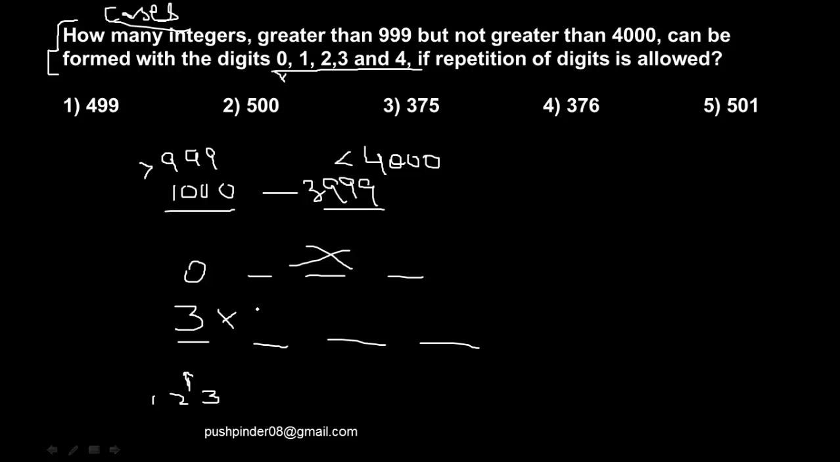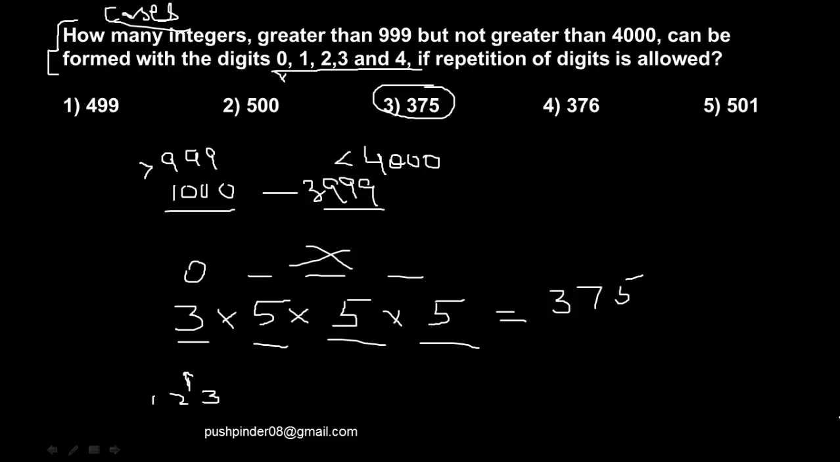Now over here you can fill any of the 5 numbers. Over here you can fill any of the 5 numbers. Similarly here as well, and here as well, you can fill any of the 5 numbers, because the numbers can be anything. It can be 3124 or 3444, since the repetition of digits is allowed. So your answer is nothing but 375, right? So I hope everyone is understanding, and this is a pretty simple scenario. You will be able to solve this question pretty easily.